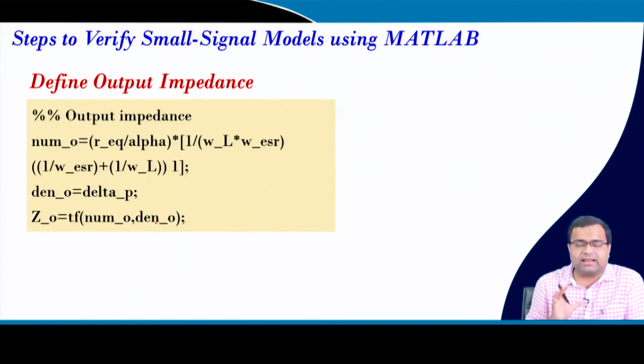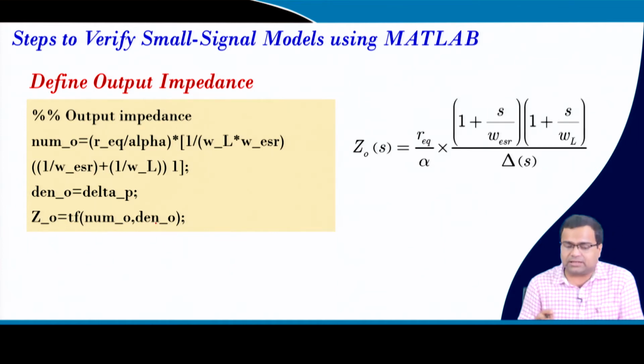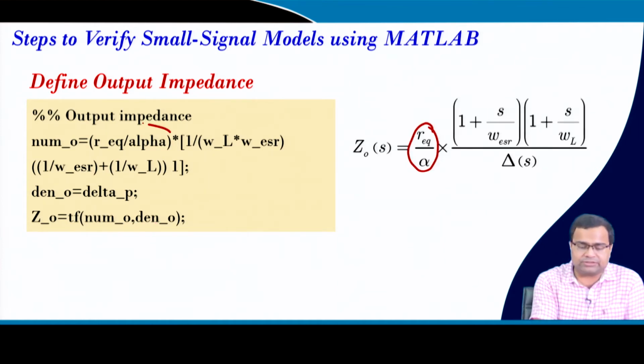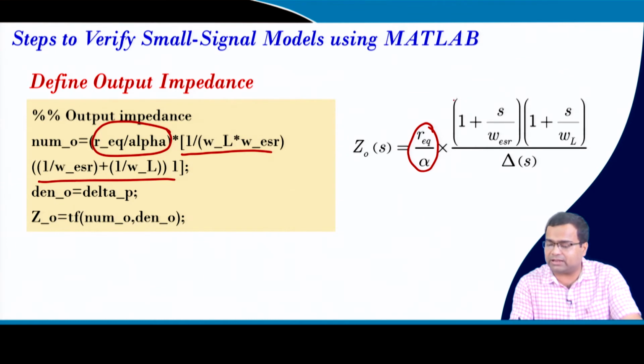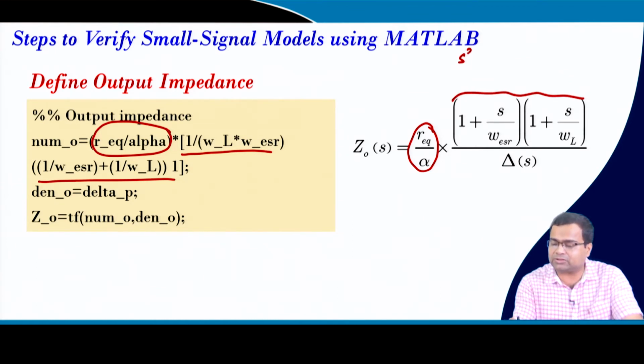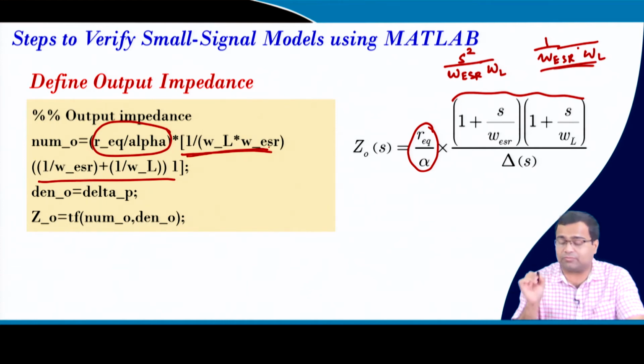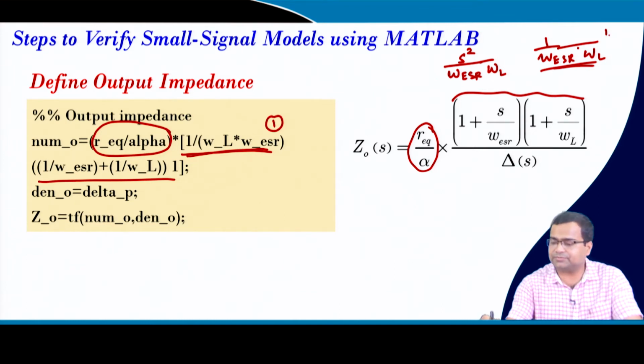Next, define output impedance. What is the output impedance expression? It is R equivalent by alpha, which is written here. This line is a continuation. So, the first thing, if you multiply this quantity, what you will get? If you write down this, it will be S square by omega ESR into omega L. That means the coefficient will be 1 by omega ESR into omega L, and this is the first coefficient.